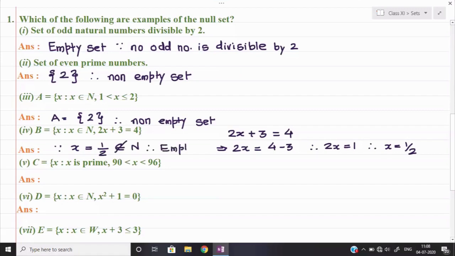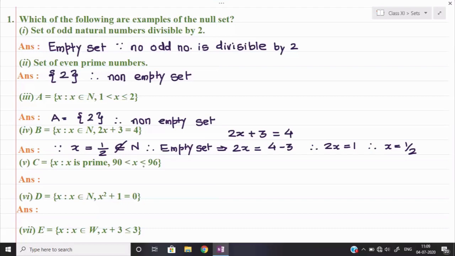Because we got only one element here, and since it is not a natural number, it is not following the second condition, and hence it will be an empty set. Similarly, see part number 5. X is prime and the value of x is more than 90 but less than 96. So for prime numbers, we shall take integers here, 91, 92. Let us see, out of 91 to 95, who are prime.